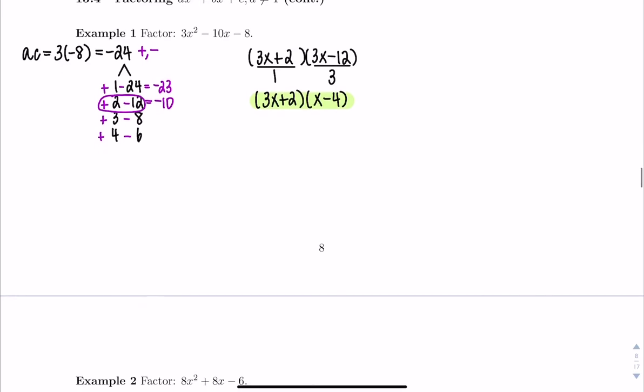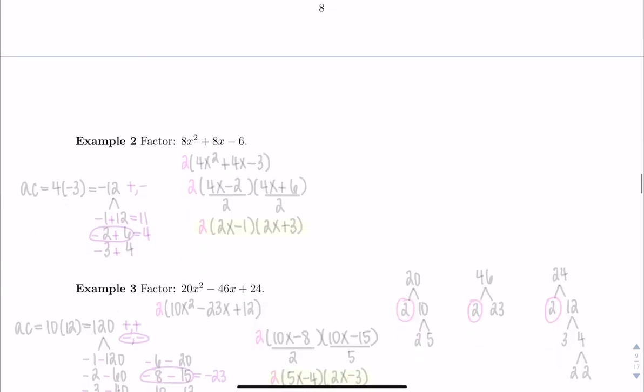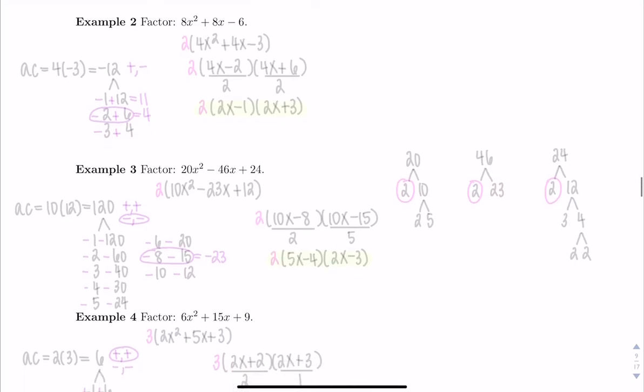Let's go ahead and look at the second one. 8x squared plus 8x minus 6. So the first thing we can do is we can pull out a greatest common factor of 2. So I'm going to pull it out front, and what I have left over is 4x squared plus 4x minus 3. And we'll do the Berry method on that polynomial. So A times C is 4 times -3, which is -12. Again, because we got a negative number, one needs to be positive and one has to be negative.